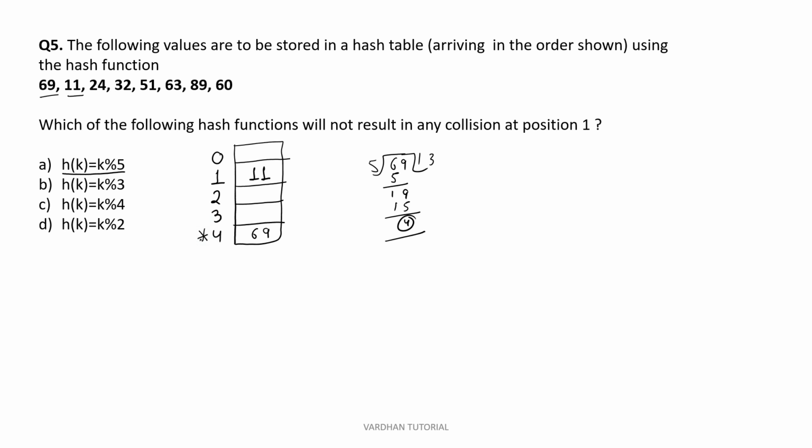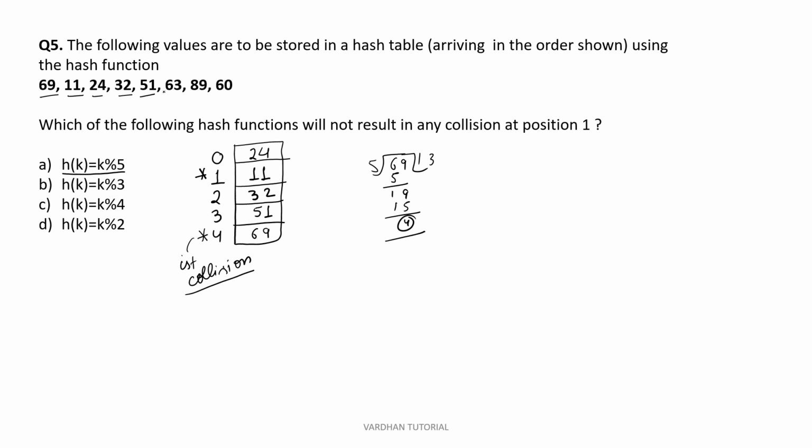And this block is already occupied. So first collision will be detected at 4. Now we are not having more blocks further, so 24 will be assigned here. Now next is 32. 5 6s are 30 and remainder will be 2. Position 2 is empty, so 32 will be assigned here. Again 51. Now remainder will be 1. 5 tens are 50, remainder is 1. So at 1 we found a collision here and 51 will be assigned.